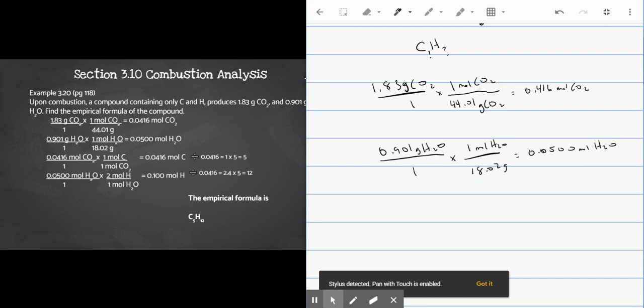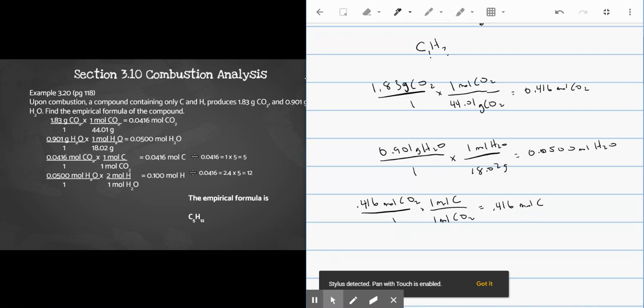Now we have to change it from CO2 to just C and H2O to just H. So I'm going to rewrite down here, 0.416 moles of CO2 over 1. And this is just a mole ratio. In 1 mole of CO2, there's 1 mole of carbon atoms, because each CO2 has that 1 carbon atom. Okay, so this is a 1-to-1 ratio. So it's just going to be 0.416 moles of C.